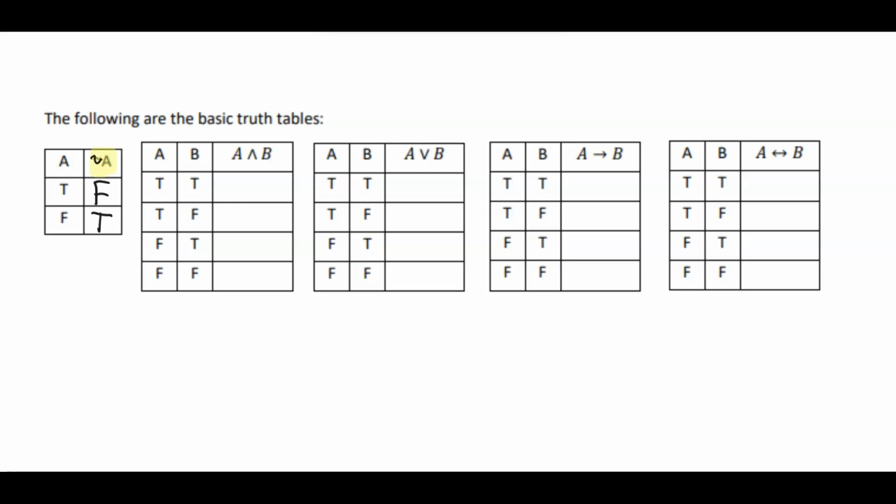All right, next up, we have this symbol. This symbol is AND. It's equivalent to this symbol in set theory. So with AND, in order for an AND to be true, they both have to be true. So for A being true and B being true, they're both true, the AND would be true.